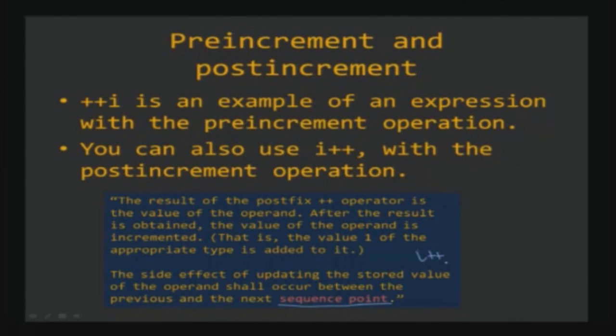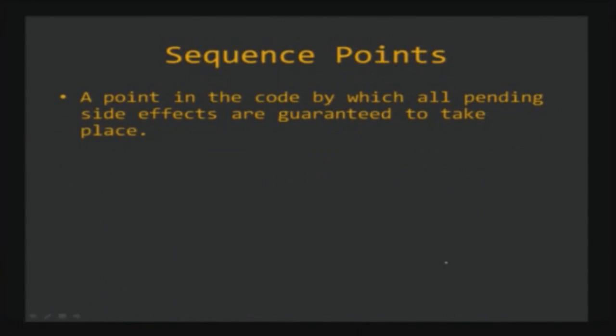Before we get into it, let me emphasize what we are trying to understand. The post increment operation says that the old value of I will be used and the value of I will be incremented after the expression. We are trying to precisely understand after what point we can say that I's value will have been incremented. A sequence point, as defined in the standard, is a point in the code by which all pending side effects are assured to be over.